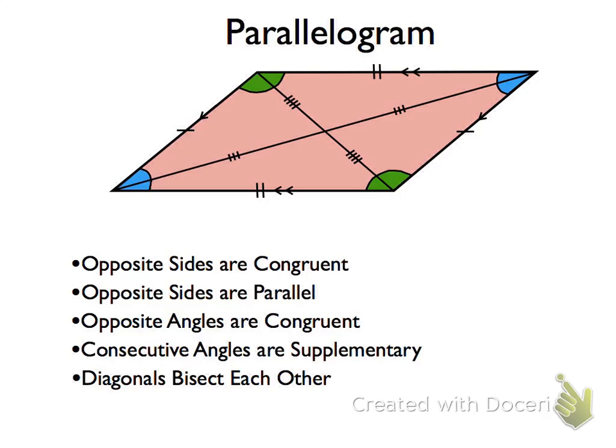And the last one today is diagonals. Diagonals bisect each other, okay? So when the diagonals come in here, they split each other in half. So if this longer one was 20, then each piece would be 10. If the whole thing was 16, then this would be 8, and this would be 8.